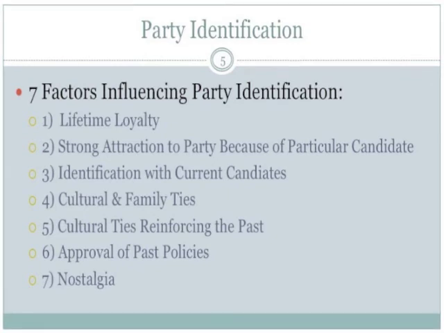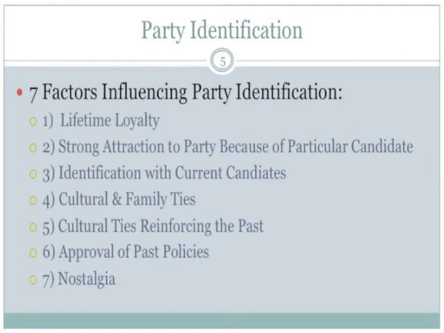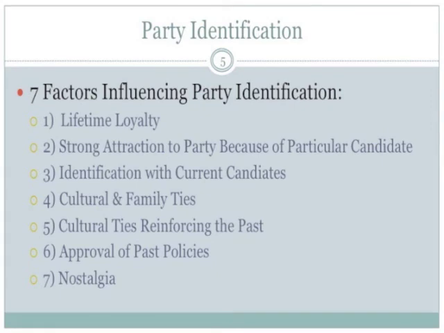One is simple lifetime loyalty. People often root for their own party for reasons that have nothing to do with policies. They root for the quote-unquote home team. Two, people feel bonds with the party that had a candidate for which they felt particularly strong attraction, like many Democrats who think of their party as the party of FDR, hero of the Depression and World War II, or the party of JFK. Three, identification with current party candidates. This goes on year after year. You start out liking Ronald Reagan, then each year find yourself attracted to other Republican nominees.